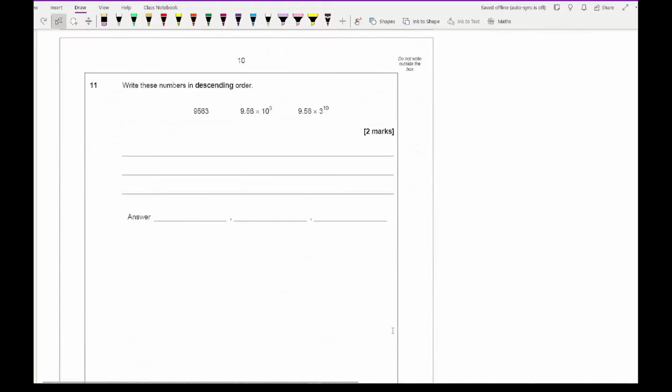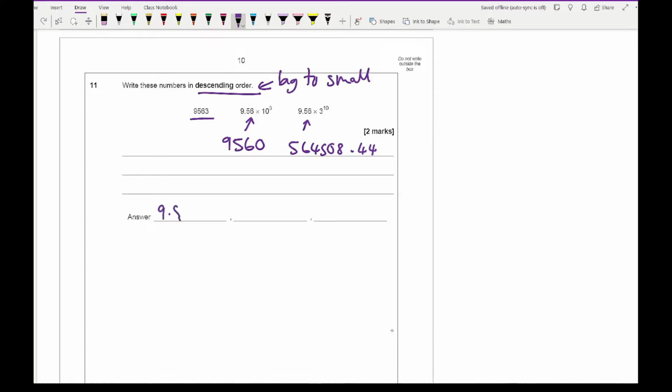Now moving on to question 11, it says write these numbers in descending order, which means basically big to small. And what you want to do is probably convert each of these numbers into what they actually represent. Now that one's absolutely fine. So this one is going to be pretty big. Well actually it's not that bad. It's going to be 9,560, but this one is going to be a humongous number. It's going to be 564,508.44.